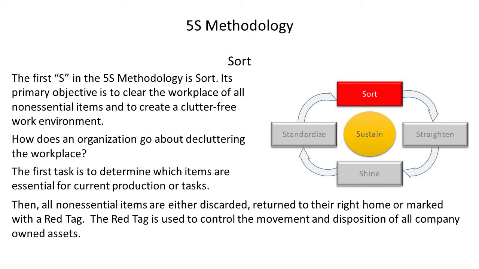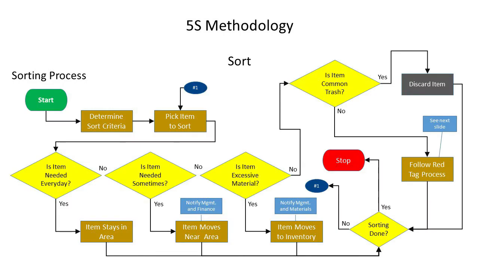How does an organization go about decluttering the workplace? The first task is to determine which items are essential for current production or tasks. Then, all non-essential items are either discarded, returned to the right home, or marked with a red tag. The red tag is used to control the movement and disposition of all company-owned assets. This is a typical thought process used for sorting.